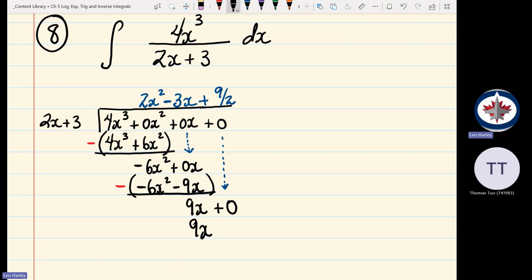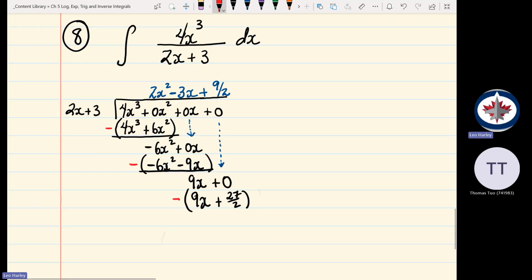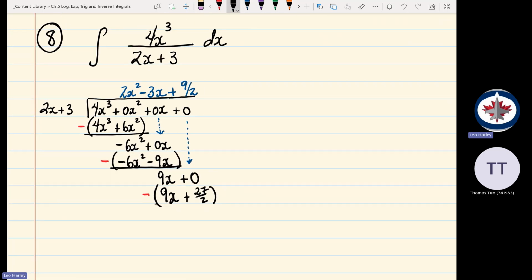And then what happens when you do 3 times 9 over 2? Do we trust him that it's 27 halves? So then we're going to put plus 27 halves. And then we're going to put brackets around it, and then we're going to subtract. And then we're going to end up with a remainder of, careful, minus 27 over 2.